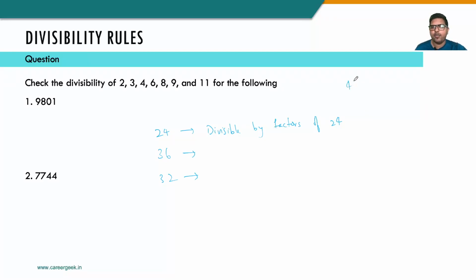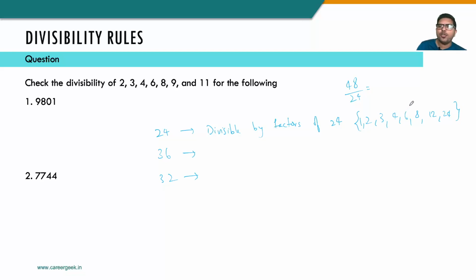So, let's say we know that 48 is divisible by 24. But for 48, we don't have a rule. So it's better to ask, what are the divisors of 24? 2, 3, 4, 6, 8, 12, 24, and so on. And we can start with 1.